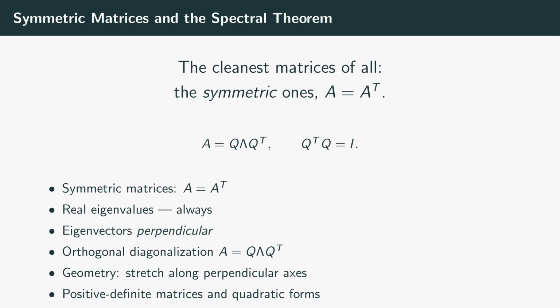For a general matrix, eigenvalues can be complex and eigenvectors can point every which way. But for symmetric matrices, three wonderful things happen at once. The eigenvalues are always real, the eigenvectors can be chosen perpendicular to each other, and the matrix factors as Q times lambda times Q transpose, where Q is an orthogonal matrix and lambda is diagonal. We will prove why, see the geometry, pure stretching along perpendicular axes, and finish with positive definite matrices and the quadratic forms they control. Let's begin.